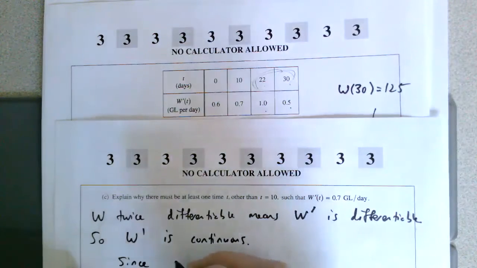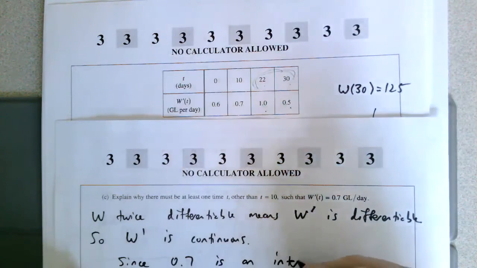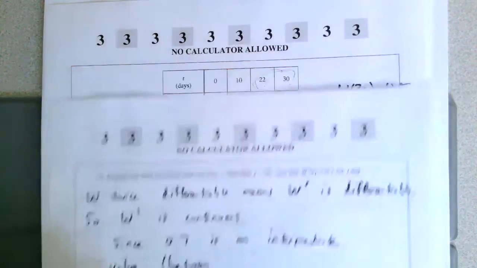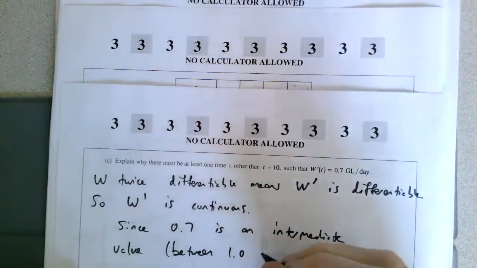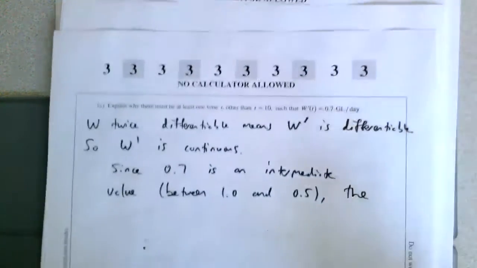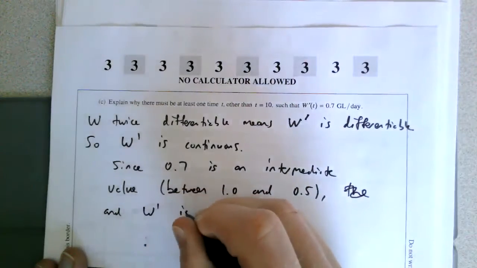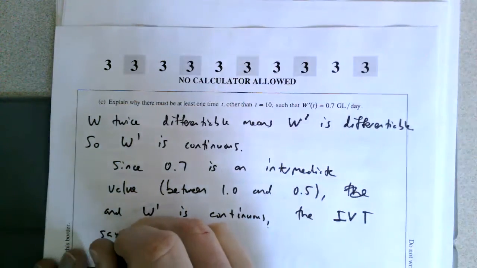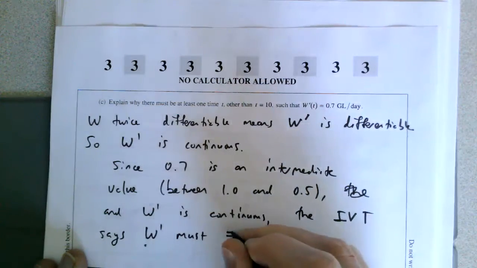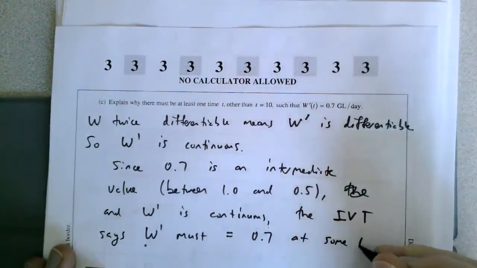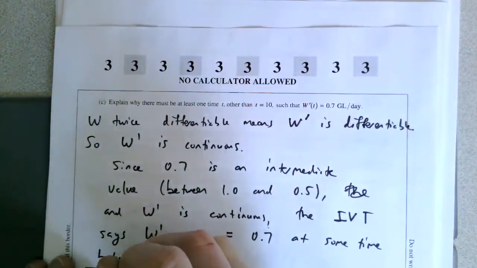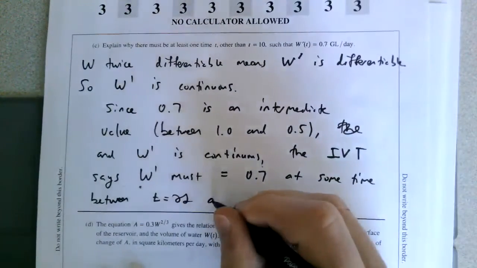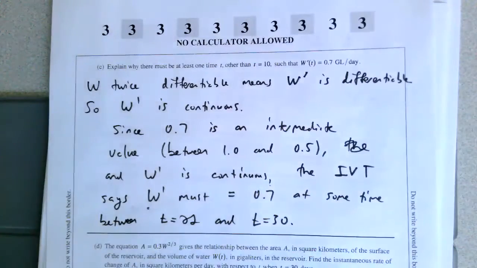Since 0.7 is an intermediate value between 1.0 and 0.5, and W prime is continuous, the intermediate value theorem says W prime must equal 0.7 at some time between t equals 22 and t equals 30. So that is a fully developed argument.